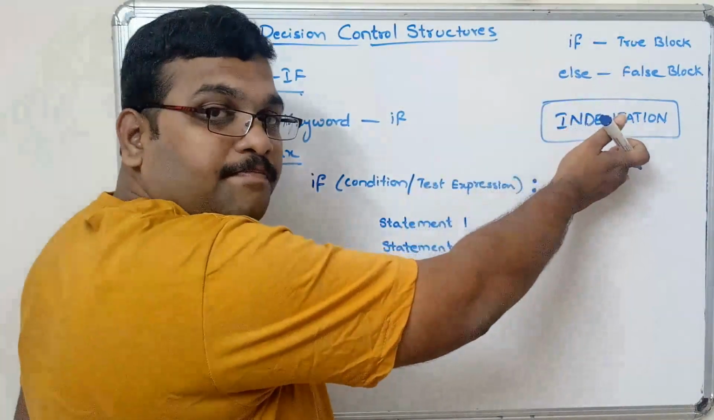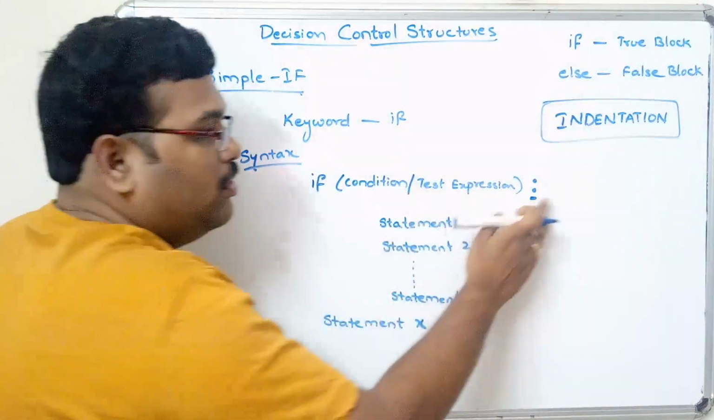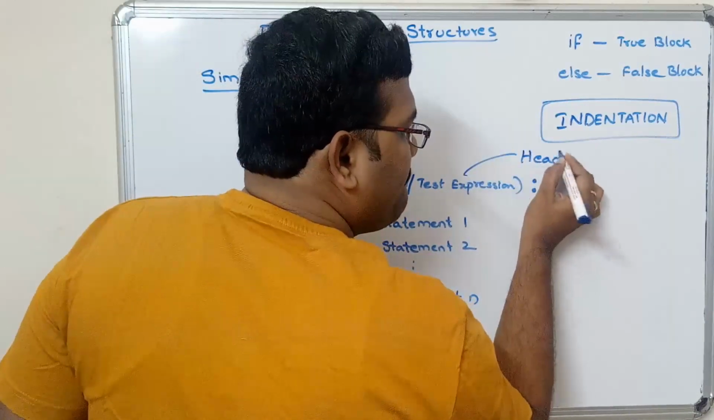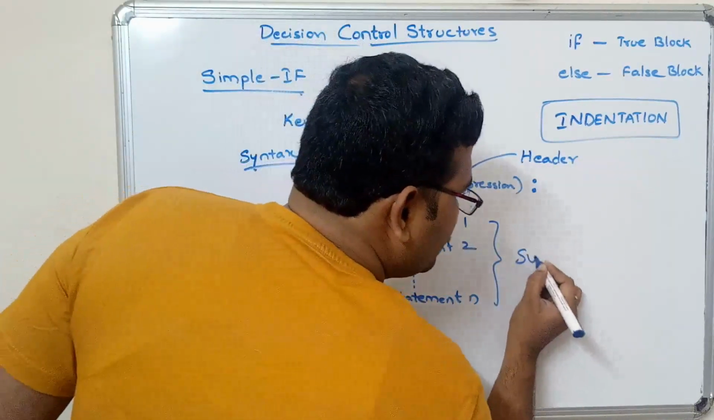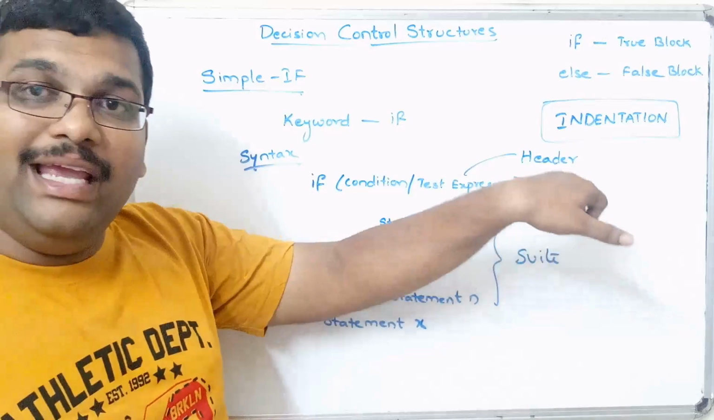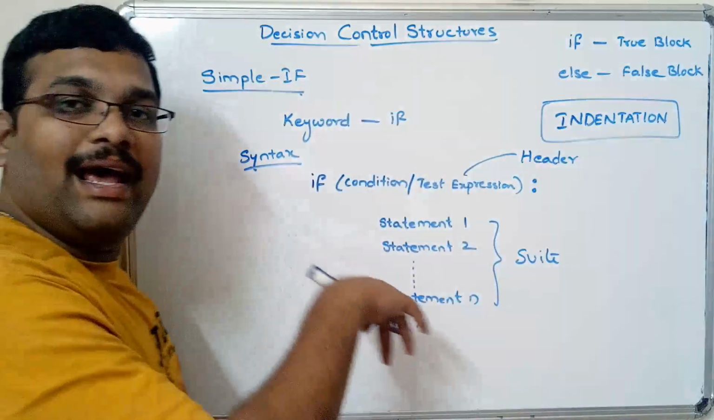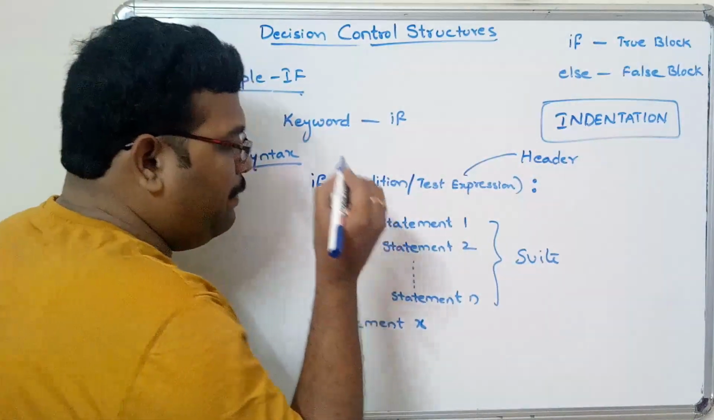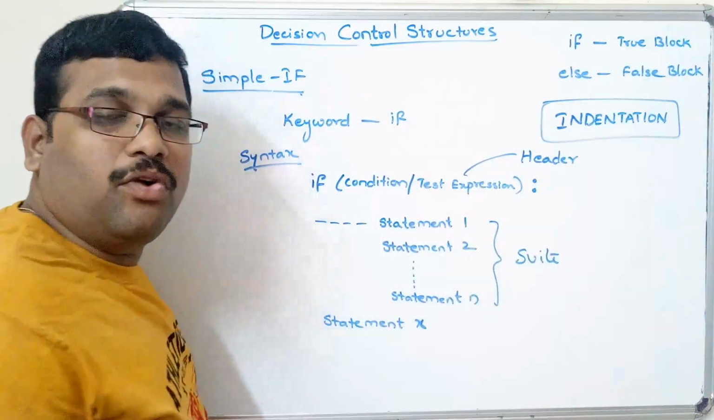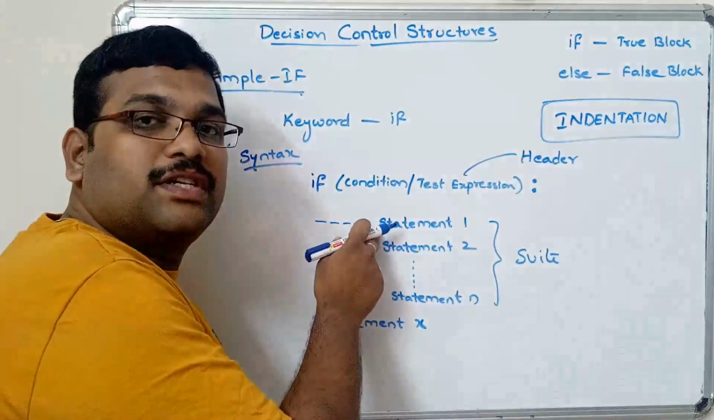For this indentation, we have to include a colon after the condition. Here this part we call the header, and these statements we call the body. So every header should end with a colon. If the header ends with a colon, automatically in the next line the 4 spaces will be skipped, and from the 5th space the statement will be written. The cursor always starts from the 5th space.